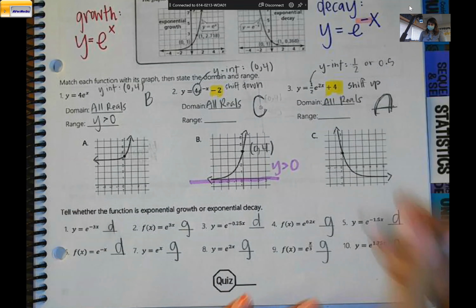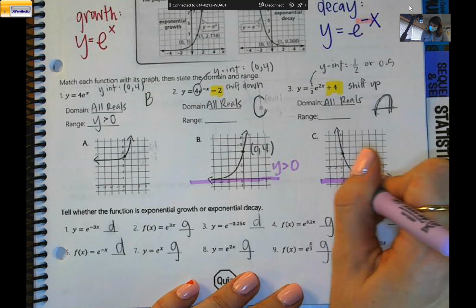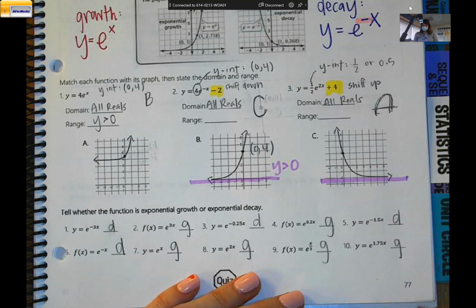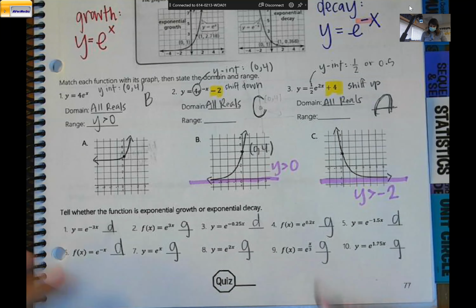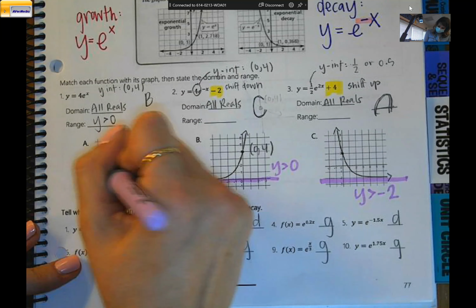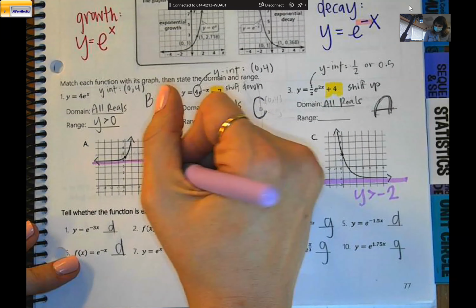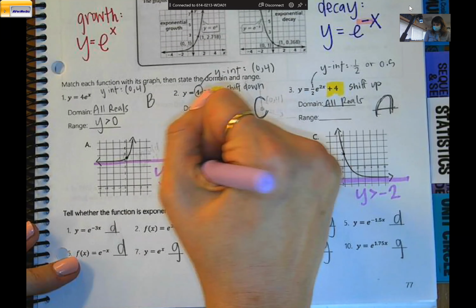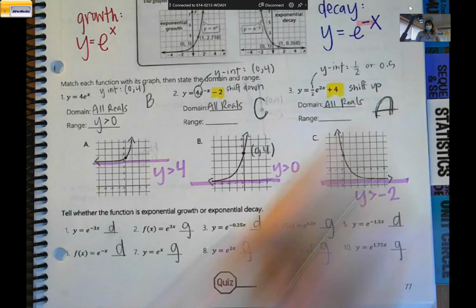Okay, well this one is the next easiest one for me to see. This is y can be any number greater than -2. His fence is at -2. And then this one has a fence at 4. So I'm just looking to see where that line starts to flatten out.